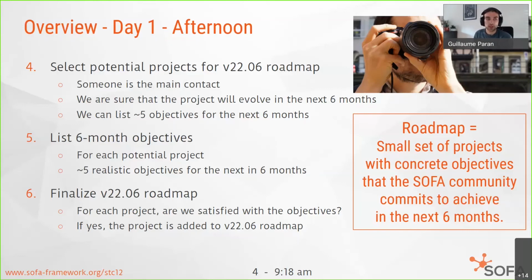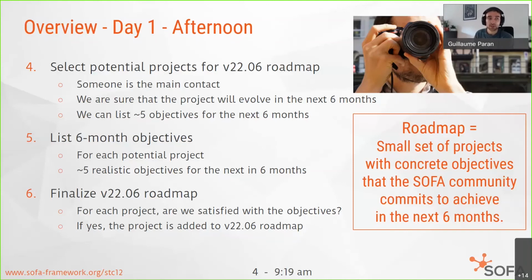So to do this next roadmap work, we will first speak about what project could join the roadmap for 22.6. So we have 3 criteria for a project to be a potential roadmap project. The first one is someone is the main contact. The second one is that we are sure that the project will evolve in the next 6 months. And the third is that we are able to list around 5 objectives for the next 6 months. So we will speak again about these criteria because it's important for the next steps.